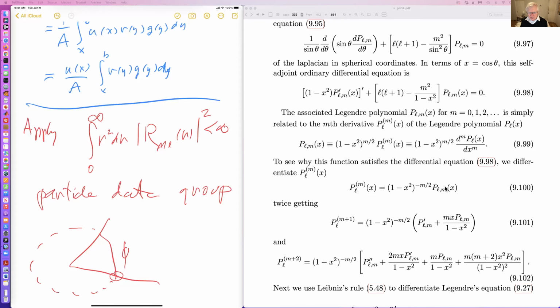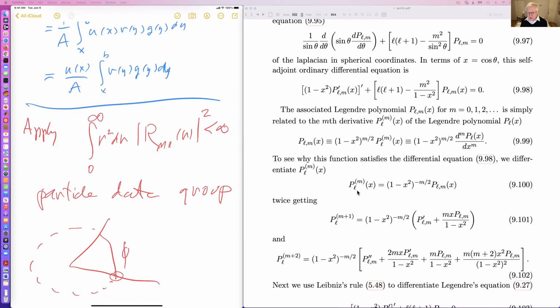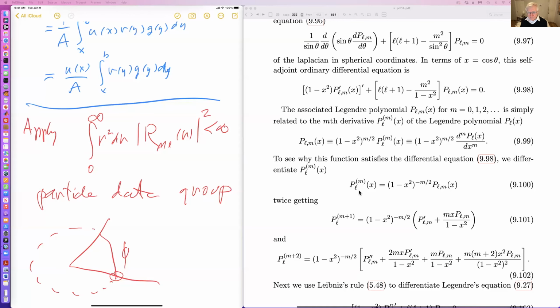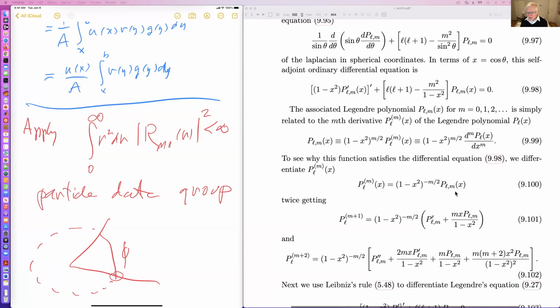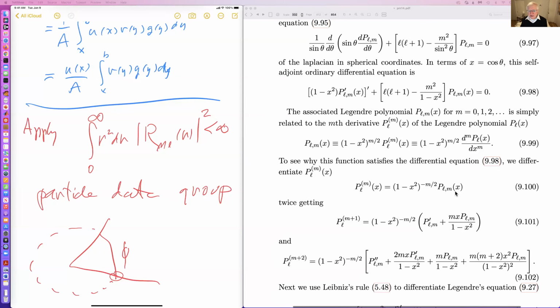No, wait a second. The mth derivative of PL of x is... All right, let me just try to get this straight again. This thing here we're defining this way, and so this part is (1 minus x squared) to the minus m over 2 times this.